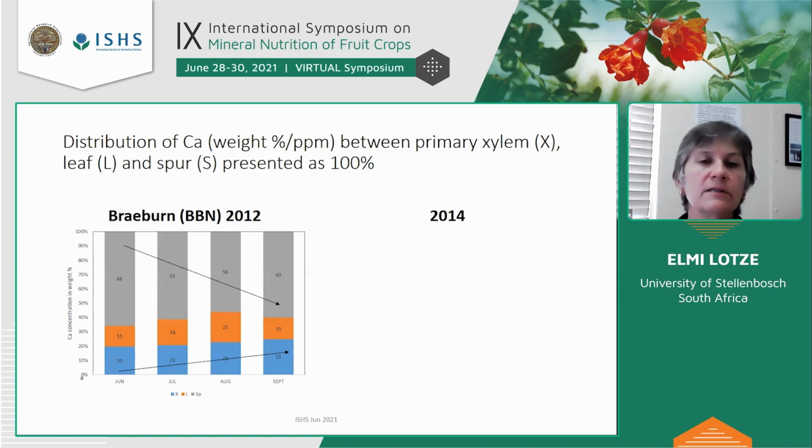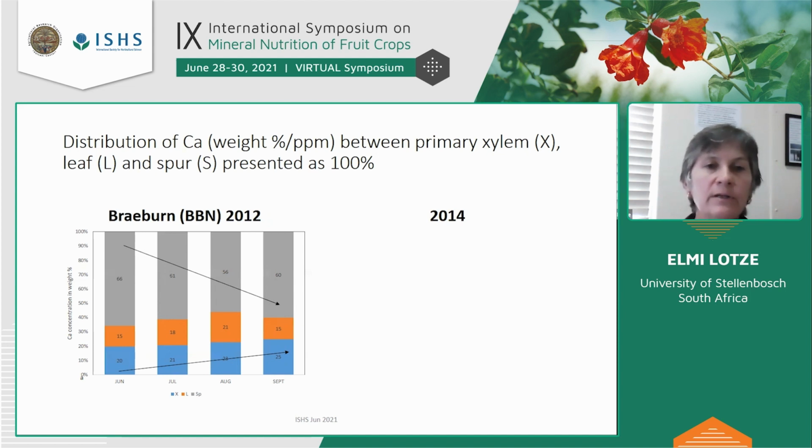Looking at the results, first we wanted to look at the distribution of the calcium as a weight percentage or parts per million between the 3 different tissues. For example, the primary xylem, the leaf, and the spur, and this was presented as 100%.